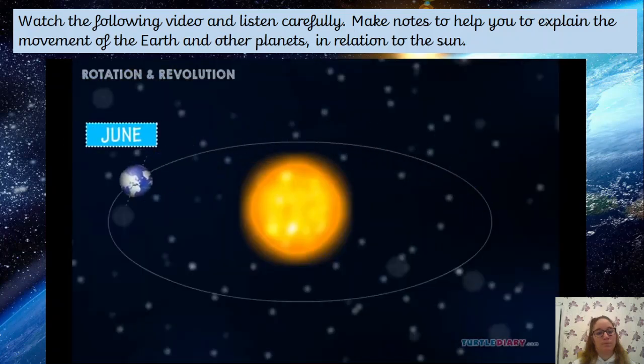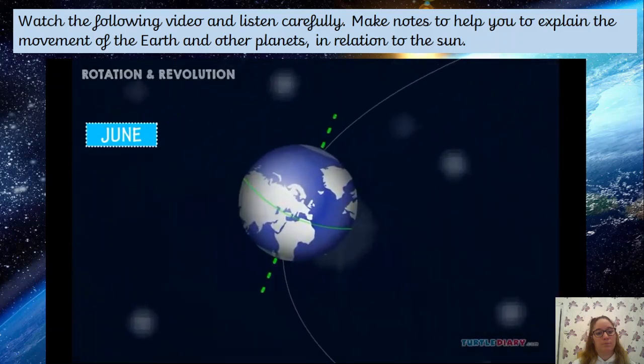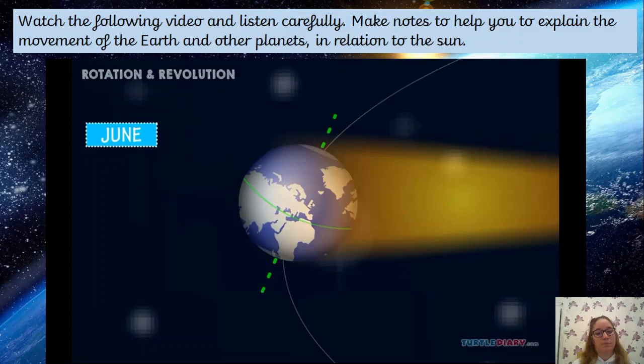In June, the northern hemisphere is tilted toward the sun. It gets more direct sunlight. It's summertime in the northern hemisphere. What season is it in the southern hemisphere? That's right, winter. Now the southern hemisphere gets shorter days. The northern hemisphere gets the longer ones.